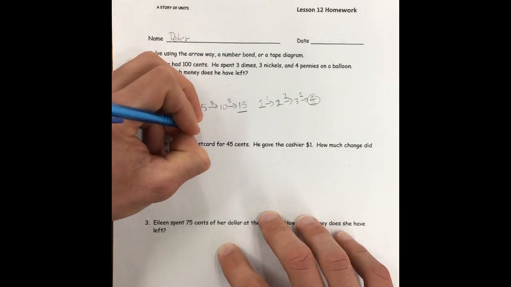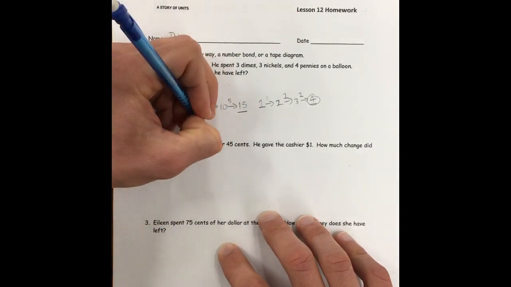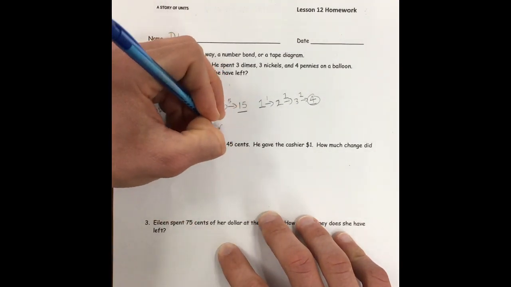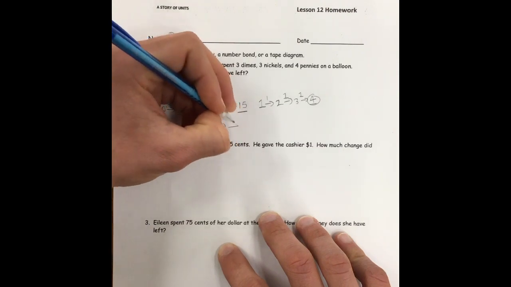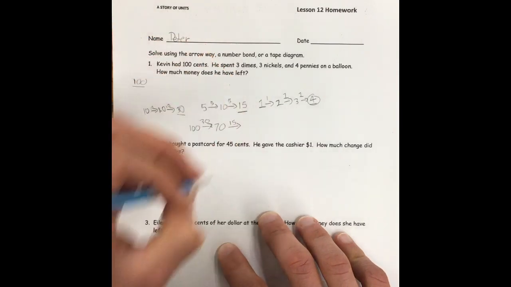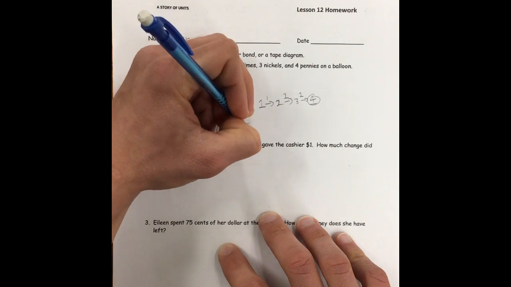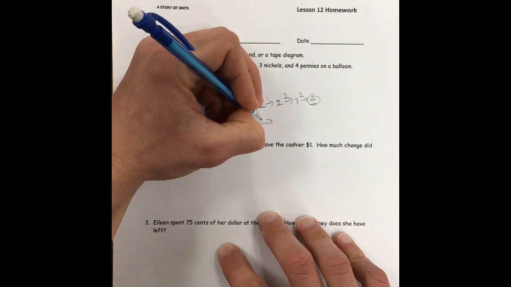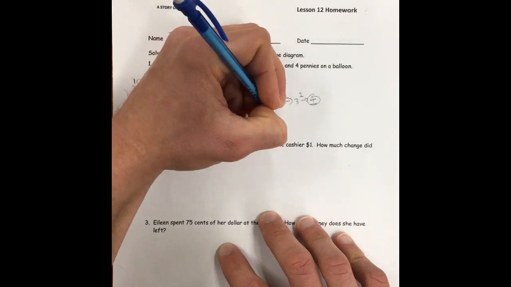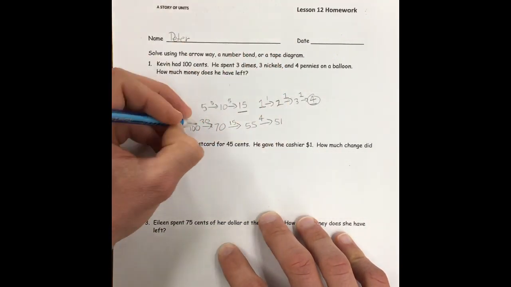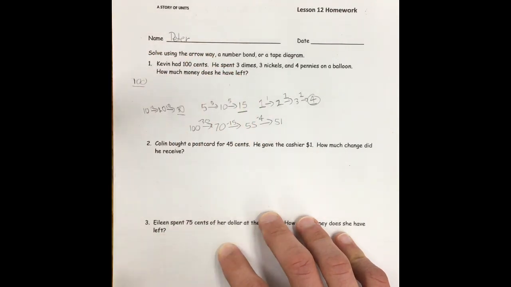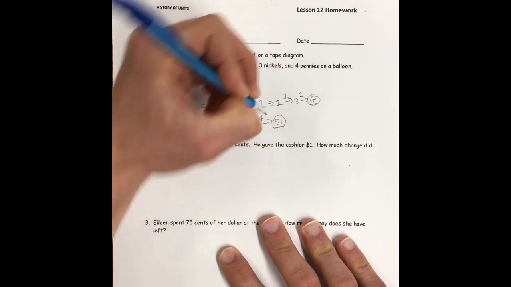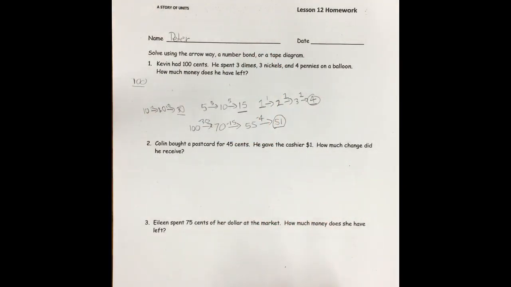Since we have 100, we're going to take away 30 cents to start. 100 brings us to 70 cents. We'll take away 15 cents, which brings us to 55, and 4 cents, bringing us to 51. Remember, we're subtracting each amount of change from 100 to get to our answer. Kevin has 51 cents left.